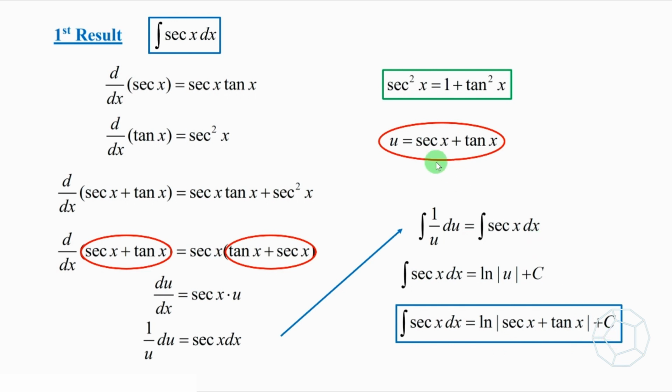Perhaps you have come across the magic substitution u equals secant x plus tangent x, but you may not know where it comes from. This is the simplest way to understand it. So what about the other 3 basic forms?